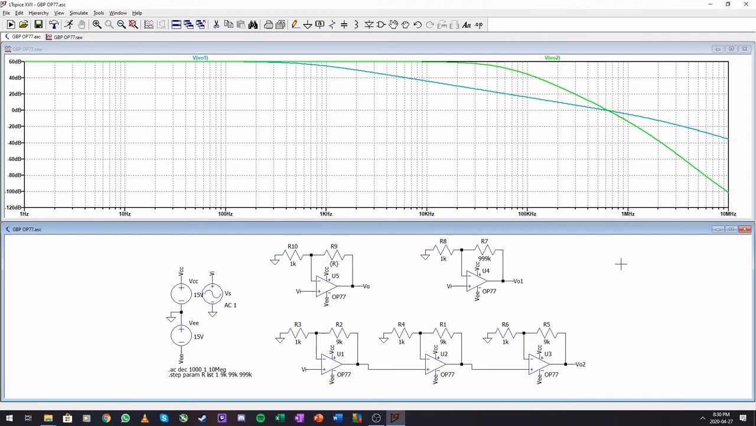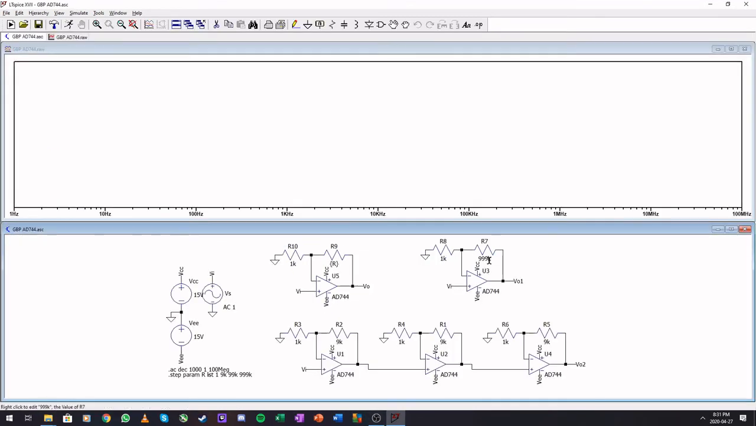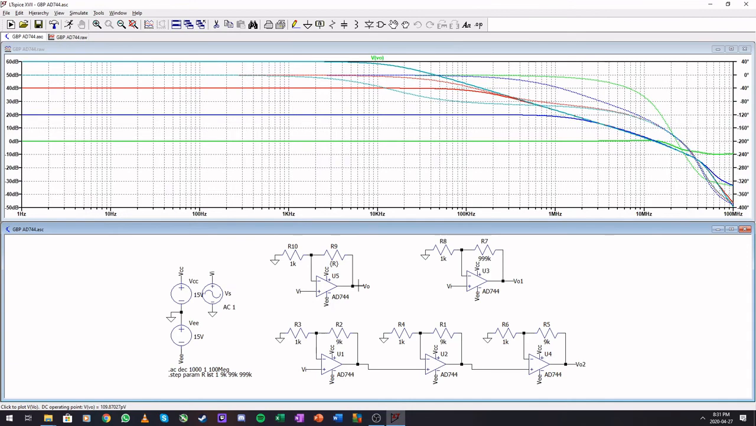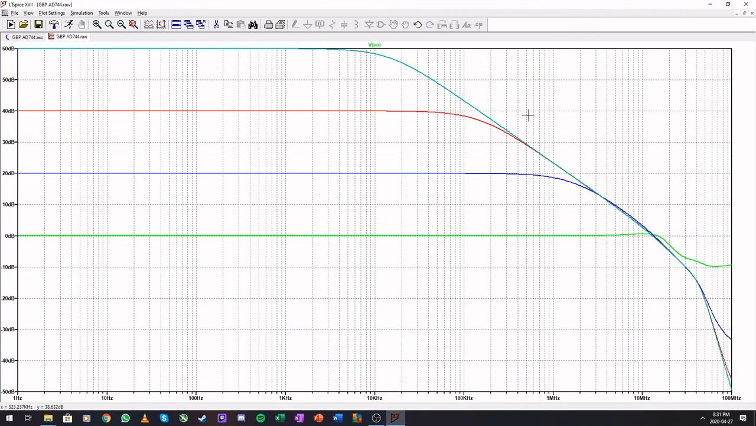So let's have a look at the AD744. I have a similar setup for the AD744. Let's go ahead and run the simulation. And here we go. Switch off the phase. Here we can see that we have a much higher bandwidth, here at 13 megahertz. And again, every time we increase the gain, the decrease in bandwidth is the same.